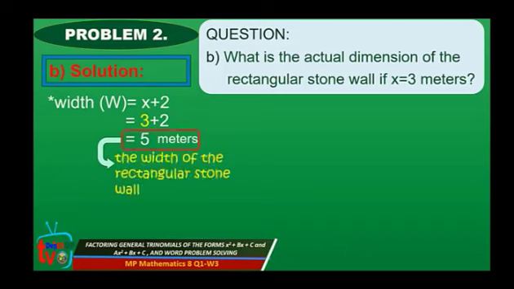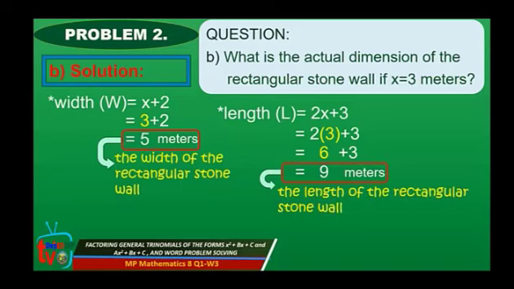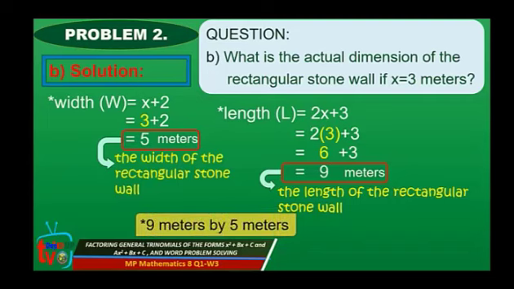Next, we solve the actual measure of the given length. We use 2x plus 3 as solved earlier in the first question. So L is equal to 2x plus 3. The same process, we substitute x, which is 3, so it becomes 2 times 3 plus 3. So 2 times 3 is equal to 6. Added to 3, the result is 9 meters. Therefore, the actual dimension of the rectangular stone wall is 9 meters by 5 meters.